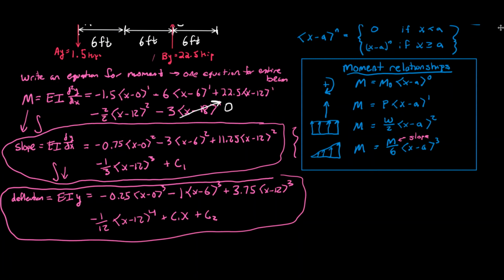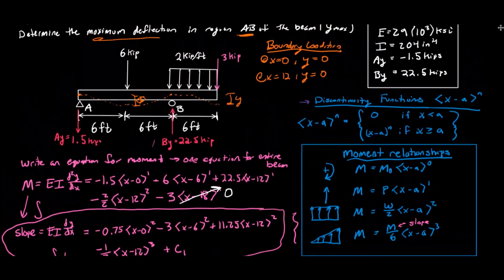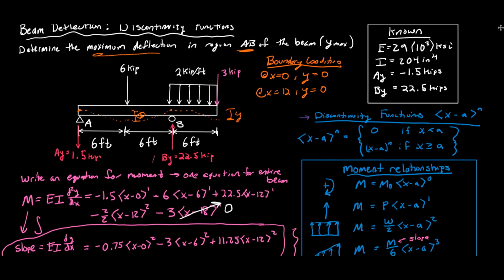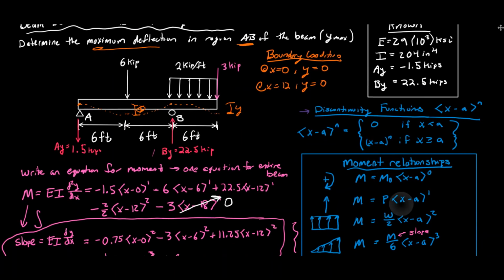So let's go back, because we still need to figure out what these constants are going to be. Let's look at our boundary conditions, and we're going to use them to figure out what our constants are. When we look at our boundary conditions, we see that at x equals 0, y equals 0, and at x equals 12, y equals 0. These boundary conditions both have to do with y, with deflection, so we're going to use our deflection equation.